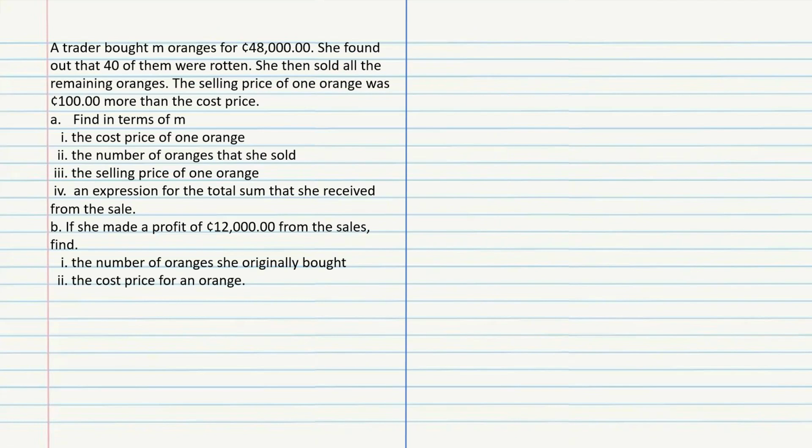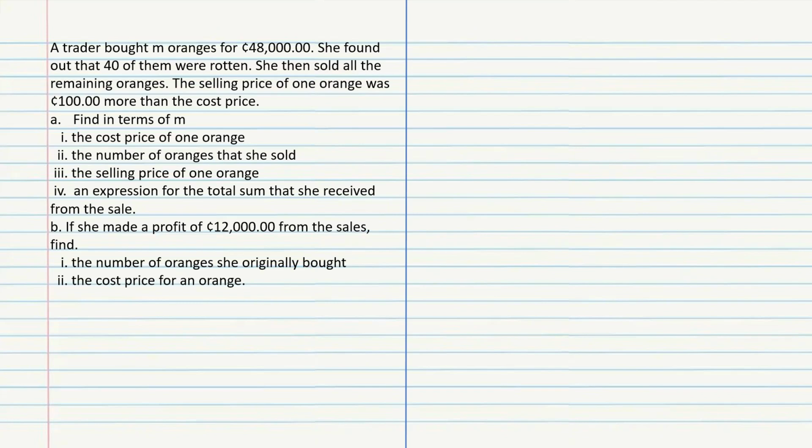So the trader bought some oranges from a farm, and the number of oranges is M, the original number of oranges. She bought M oranges for 48,000 cedis. Then she found that 40 of the oranges were rotten. That is what the question is telling us.